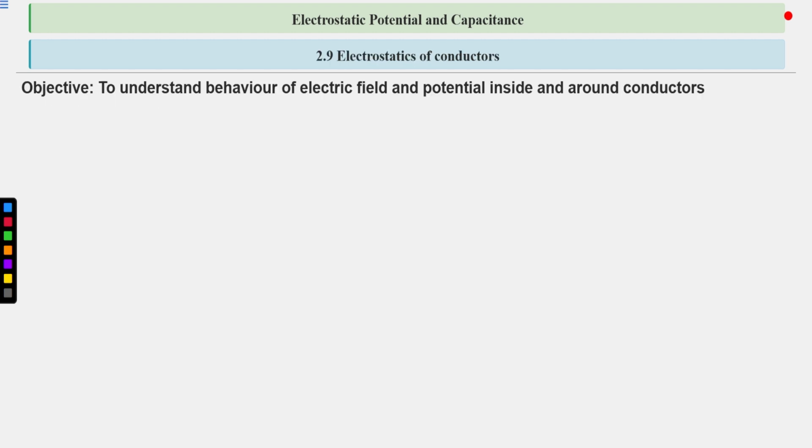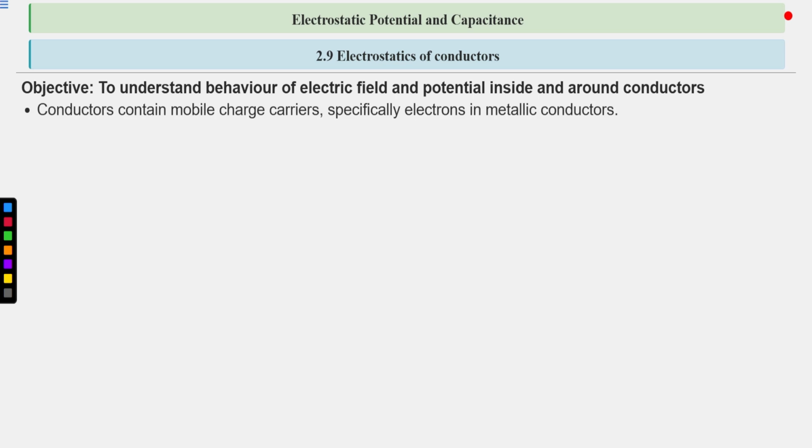Now, our next topic, to understand the behavior of electric field and potential inside and around the conductors. Conductors contain mobile charge carriers. Now we know that most of the conductors are metals. So in metals there are free electrons, mobile charge carriers. In metals there are valence electrons that are very loosely bound to the nucleus. So we can consider them as free electrons because they are very loosely bound to the nucleus.